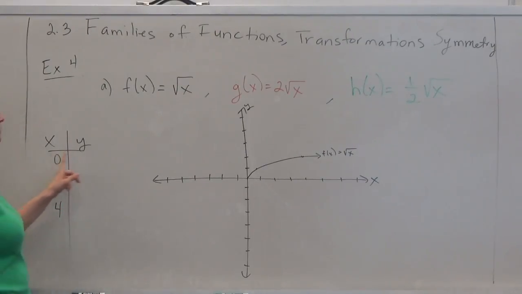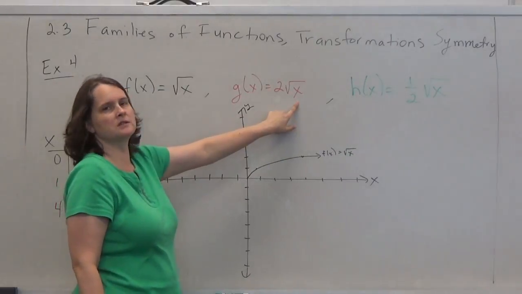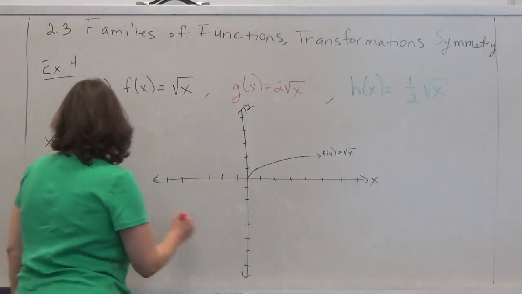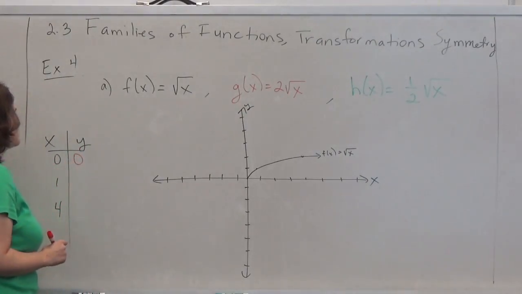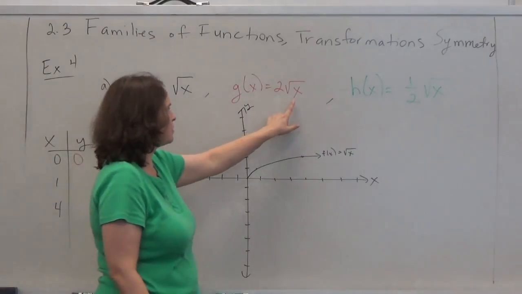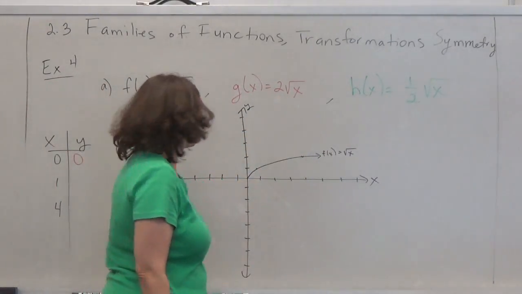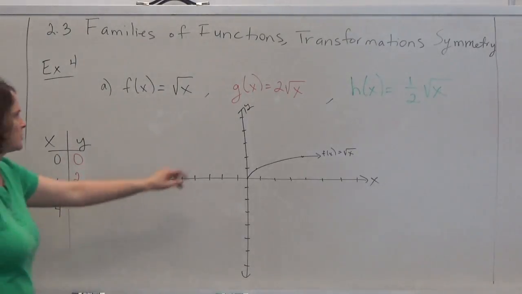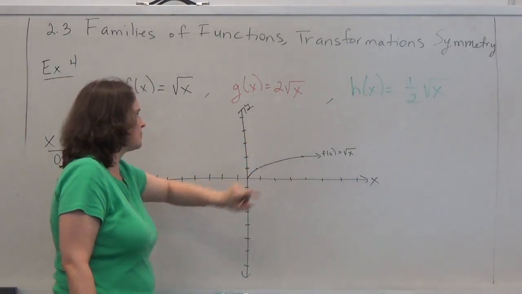If I put in 0 here, square root of 0 is 0, and then I have to multiply it by 2, but that's still 0. So I still get the 0, 0 in front. If I put in 1 for x, square root of 1 is 1, and then multiply by 2, so that gives me 2. And if I put in 4 for x, square root of 4 is 2, and multiply by this 2, I'm going to get 4.